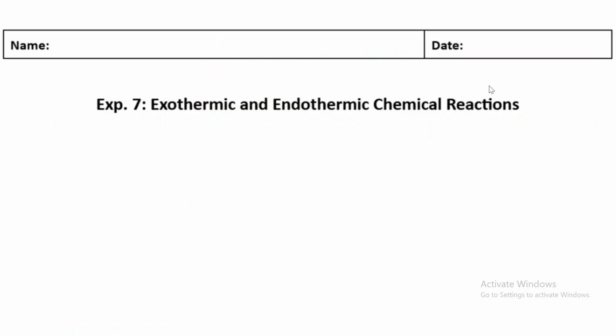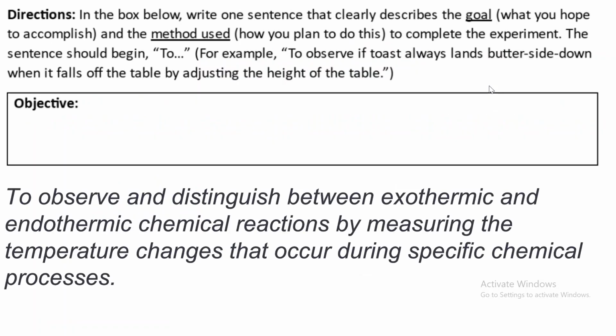So again, at the very top, make sure to put your name and the date that you completed lab number 7. The objective for this lab, again, we need to write at least one sentence that clearly describes the goal, what we hope to accomplish, and the method used, how we plan to do this to complete the experiment. So, our objective for this lab is to observe and distinguish between exothermic and endothermic chemical reactions by measuring the temperature changes that occur during specific chemical processes.